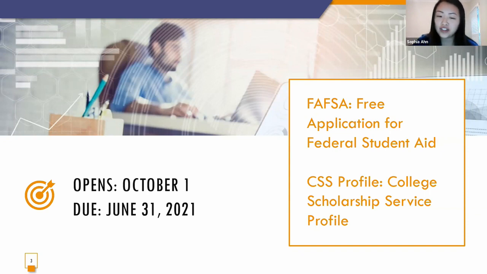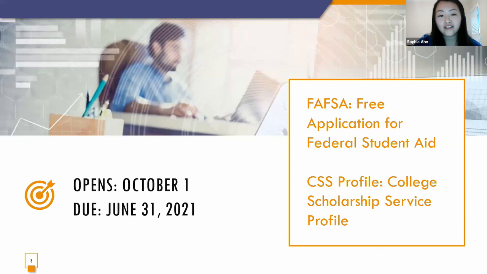For FAFSA, the most important thing is that it's owned by the government. You'll apply to this and they'll give you financial aid based on how much they think you and your family need to pay for college. And for the CSS Profile, not every university requires it, but definitely look into whether your university requires you to fill out a profile. It's similar to FAFSA, it's just asking for more information about your family's finances.